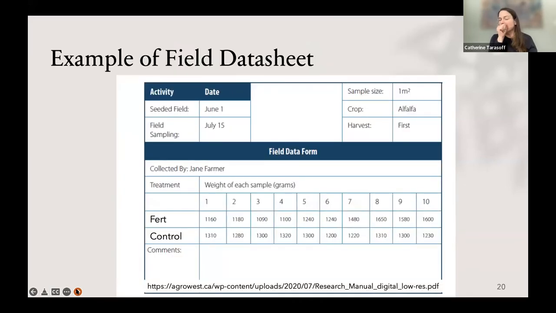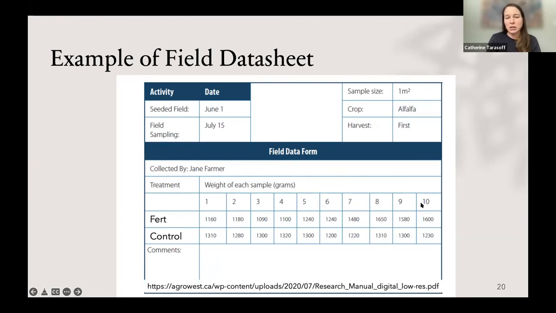So this is just a little example of a field data sheet that you would take out with you or that you would use to record your data when you're out there. For example, with Mike, this isn't his exact example. This just came out of the research manual, but he sampled it. He was out there May 14th. He used a hula hoop, or you can use a 1 meter squared quadrat. It's alfalfa. It's the first cut here.